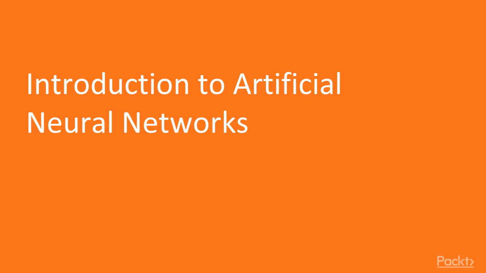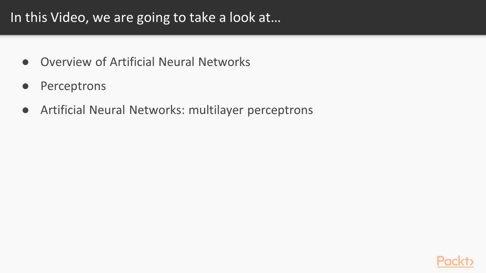We give an introduction to artificial neural networks. This is the plan for this video. First, we will give an overview of these models that have become very popular in recent years, artificial neural networks. Then we will talk about perceptrons, which are the building blocks for artificial neural networks, and then we will see how we go from perceptrons to one specific type of artificial neural network, the multilayer perceptron.